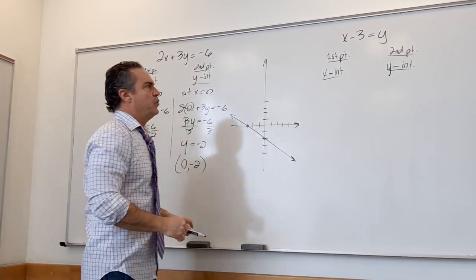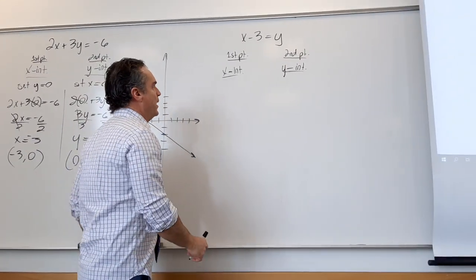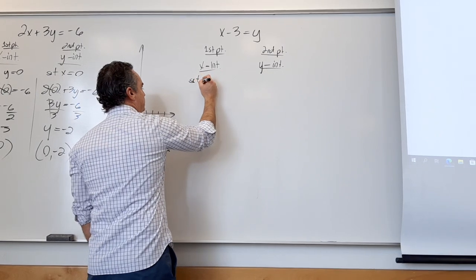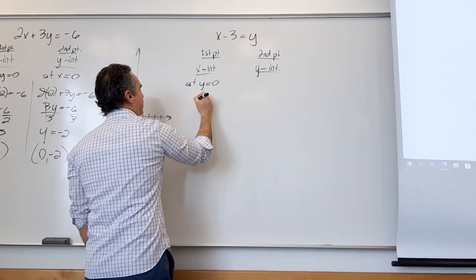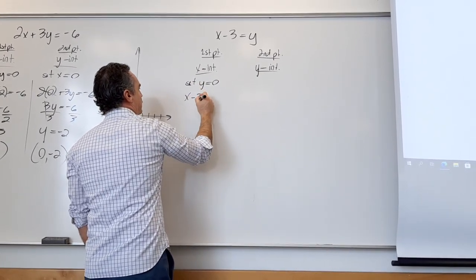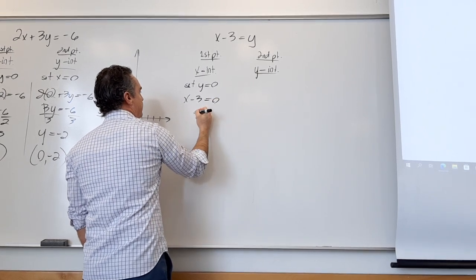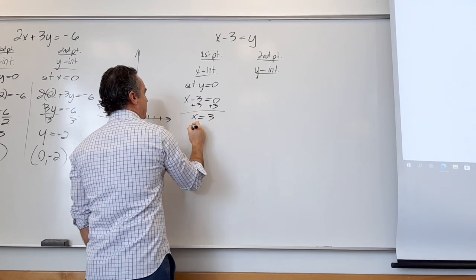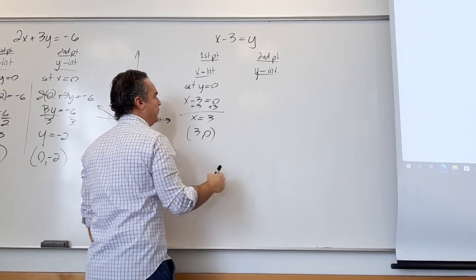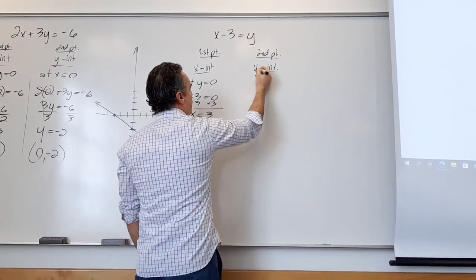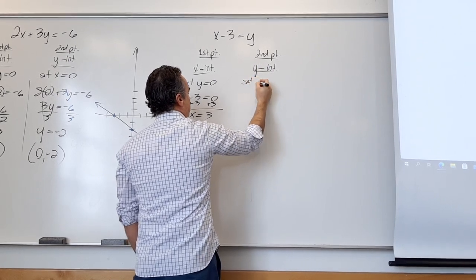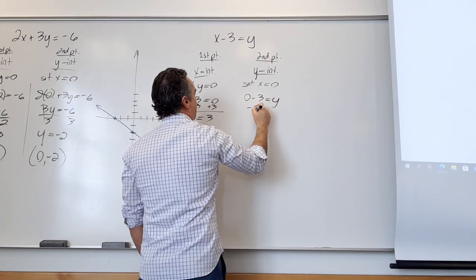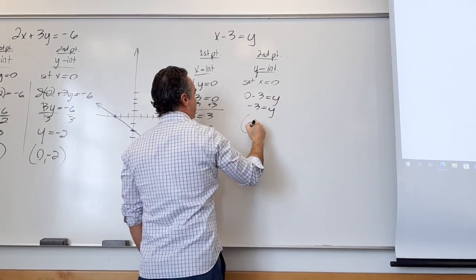Let's go ahead and do this one. X minus 3 equals Y. I want to find the x-intercept. So what do I set equal to 0? Y. So the opposite, Y equal to 0. So I get X minus 3 equals 0. Agreed? Yeah. Okay, I'm going to add 3 and add 3, and I get x equals 3. My first point is 3, 0. Over here, if I want to find the y-intercept, what do I set equal to 0? X. Set x equal to 0, so I get 0 minus 3 equals y, therefore negative 3 equals y. That's pretty quick and slick.